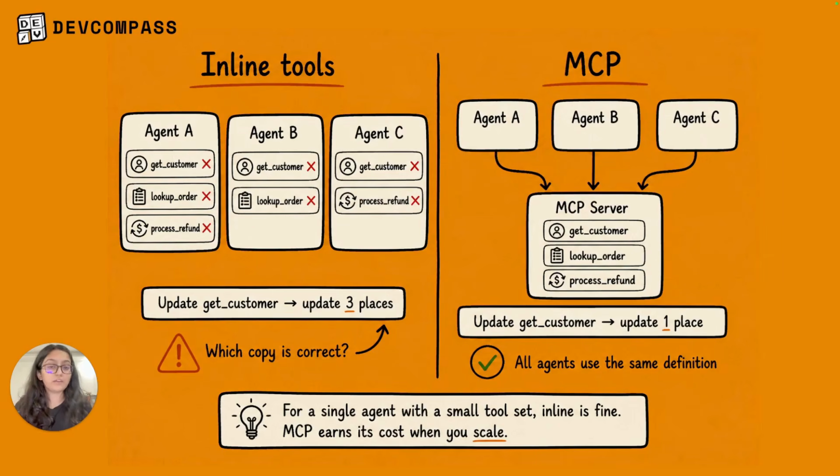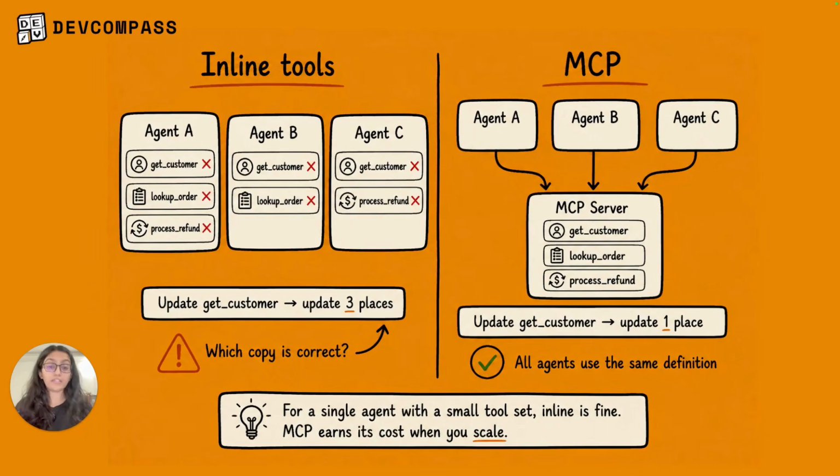Which copy is correct? The question mark on the left sketch is there for a reason, and that points literally to that. Now look at the right side of the screen. Same 3 agents, but now each one just has a connection arrow pointing to a central MCP server. The tool definitions live in the server. One place: update get customer in the server, and all 3 agents get the updated definition in just the next connection. One source of truth.